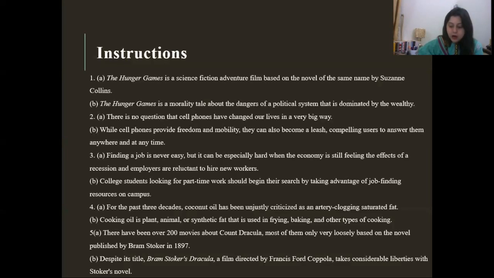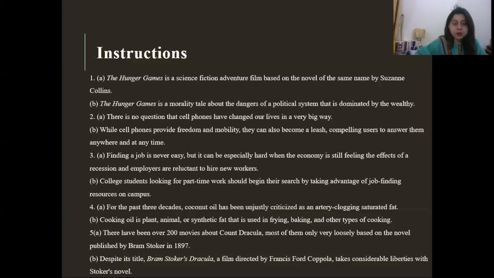Okay, now let's look at the fifth topic. Okay, there have been over 200 movies about Count Dracula, most of them only very loosely based on the novel published by Bram Stoker in 1897. Okay, so start thinking before I tell the answer. Think. Okay, I am just reading right now.